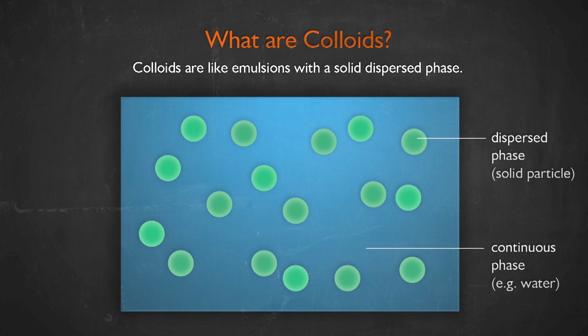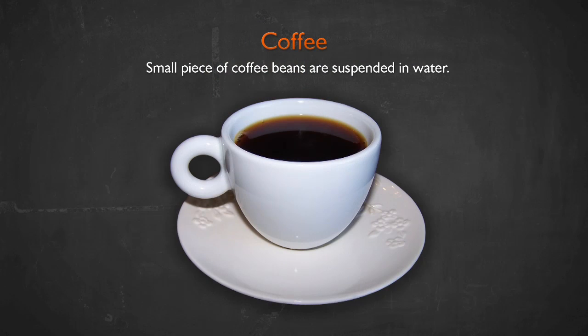It's just like an emulsion, but you replace the liquid drops with solid particles. It's just like a foam, but you replace the bubbles of gas with solid particles. And colloidal suspensions, colloidal dispersions, are also commonly used in food. One of my favorite examples is coffee. The black in coffee is made up of small black particles, or colloidal particles, of coffee that give the black color.